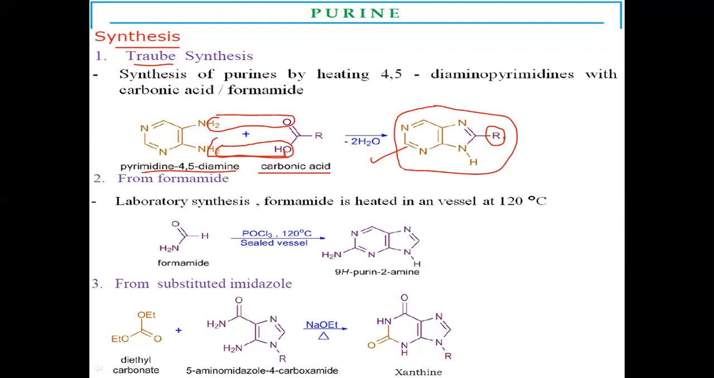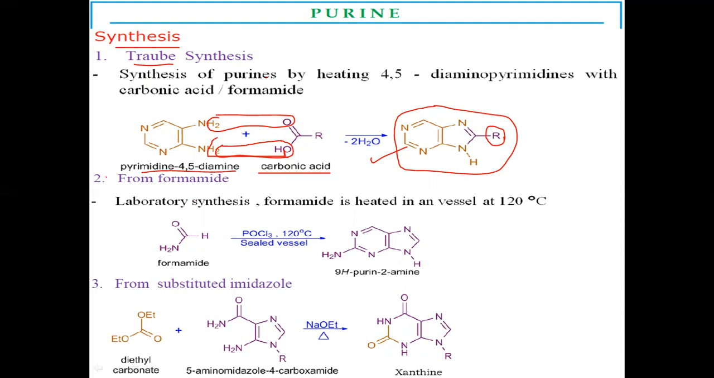In the Traube synthesis, pyrimidine 4,5-diamine is reacted with an acid or formamide to form the dehydration product, that is purines, 8-substituted purines.